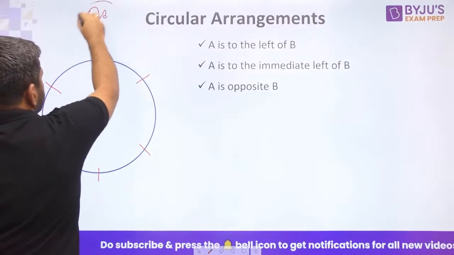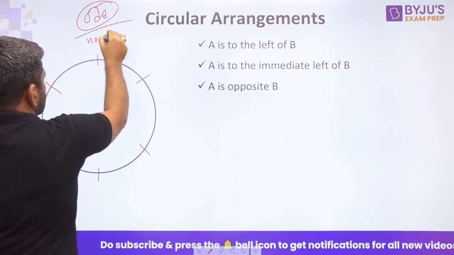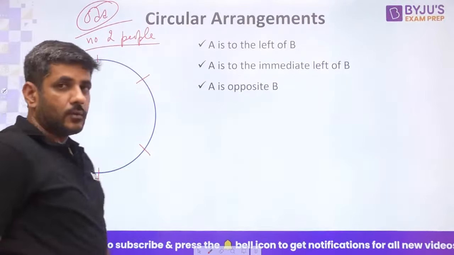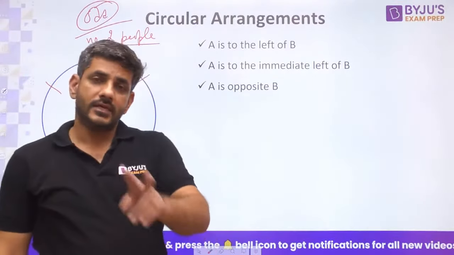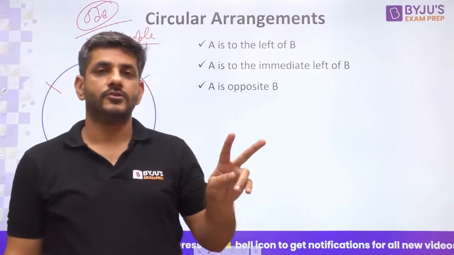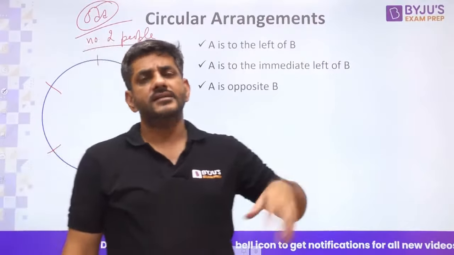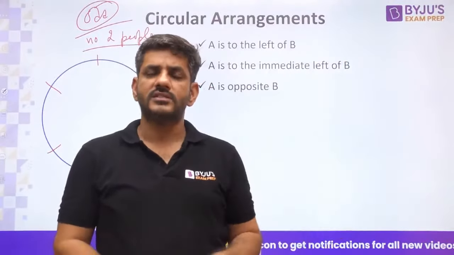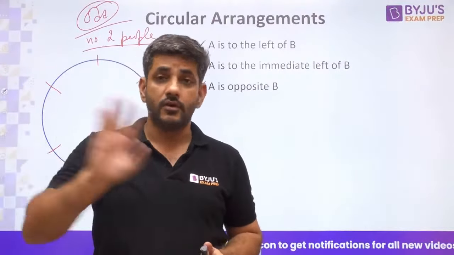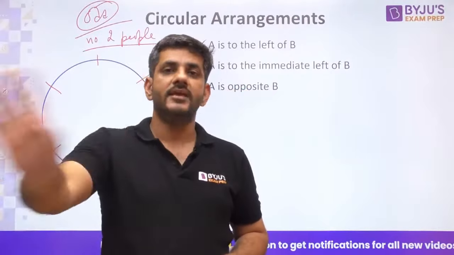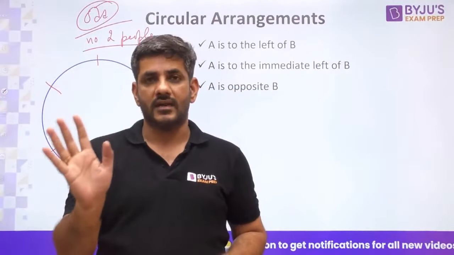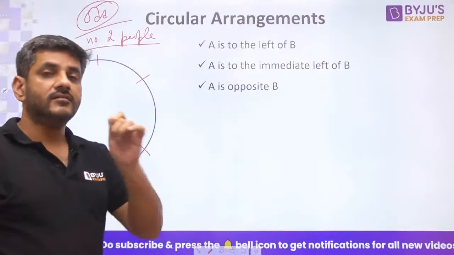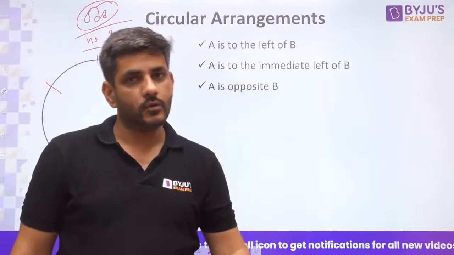But if there are an odd number of people, in that case there are no 2 people sitting opposite to each other. When there are an odd number of people, there are no 2 people sitting opposite to each other. It is not that 7 people are there, so there would be 3 sets of people sitting opposite to each other and one guy would not be opposite to anyone. No, there would not be anyone sitting opposite to each other. You have to keep this in mind. This is the second case of circular arrangements which will be important for you while doing questions.